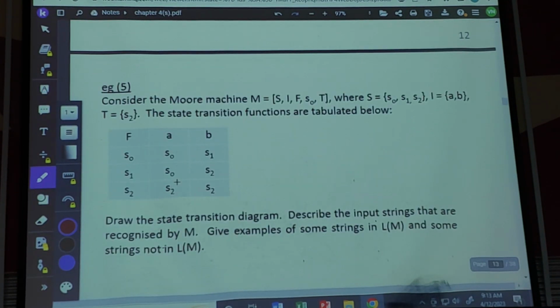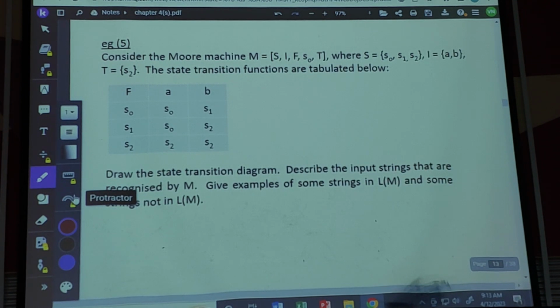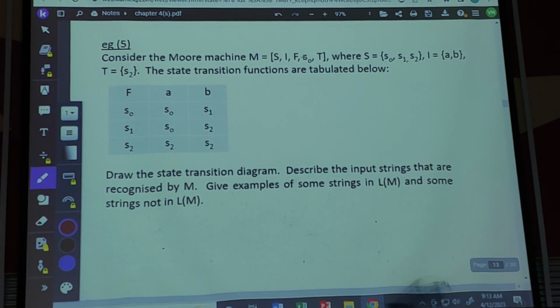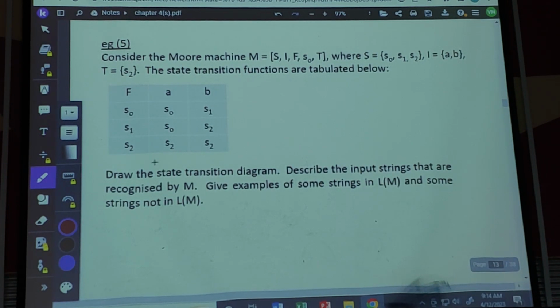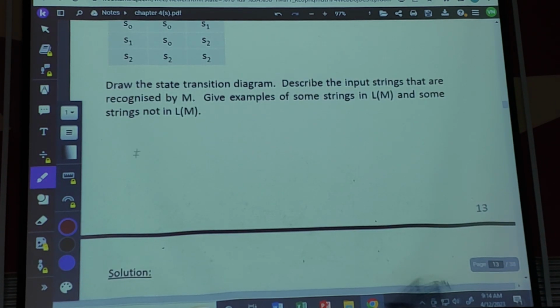And we will look at an example of how to do this. Now, let's say you have a Moore machine with these 5 components here. The states are S0 to S2. The input is A and B. And T, the acceptance state, is S2. Now, they give you the state transition function in this table, and they ask you to draw the state transition diagram. This one should be no problem, right? So we just draw the diagram first, and later on, we will see what the strings in LM are.